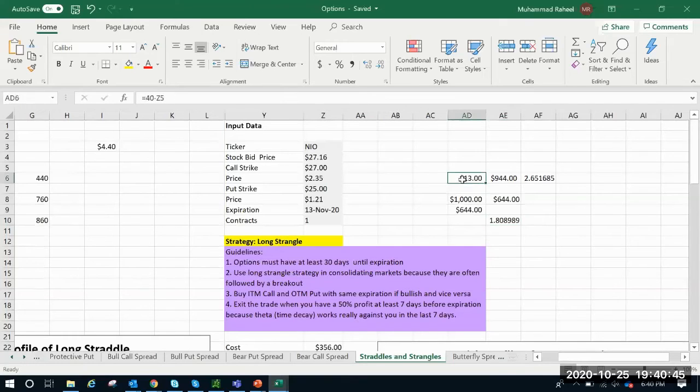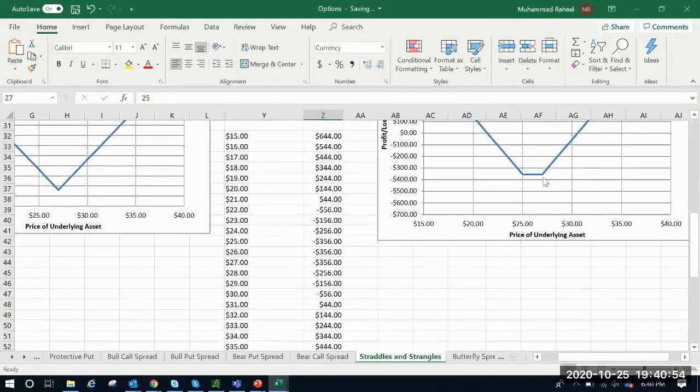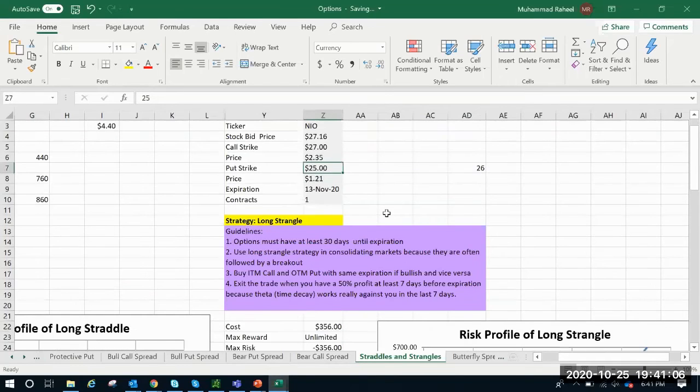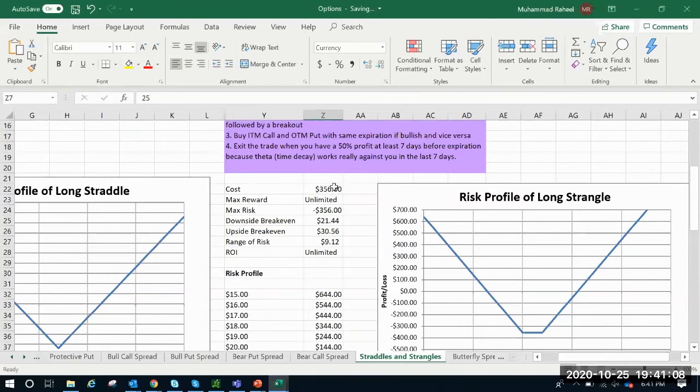having strangles. Now in strangles, the one thing is that between 27 and 25, you will lose everything. And that's the bad part. That's the maximum. You are truly unlucky that 3 weeks you waited for it, and this thing just halted there. And today, on expiry, it's at $26. Guess what? That 27 call didn't deliver for you. That 25 put didn't deliver for you. Lost completely. $356 gone. So that's 100% loss.